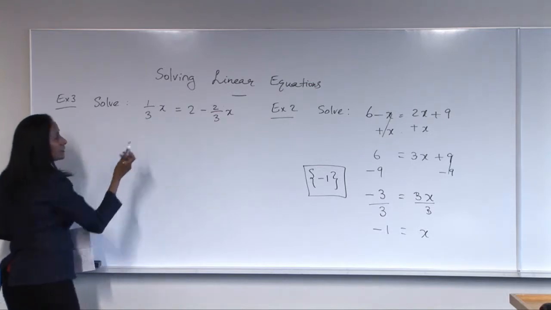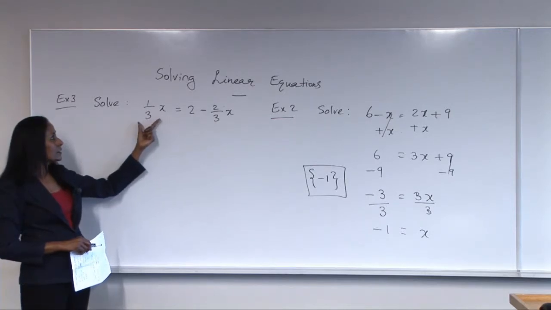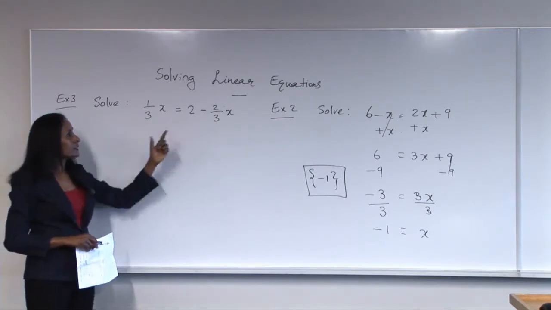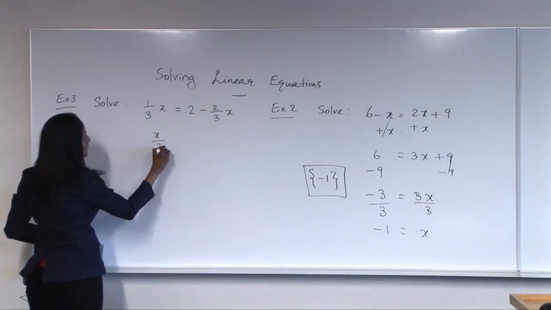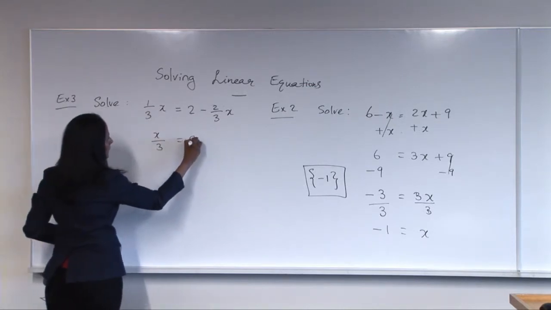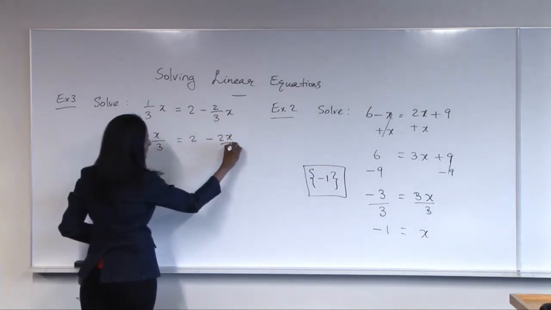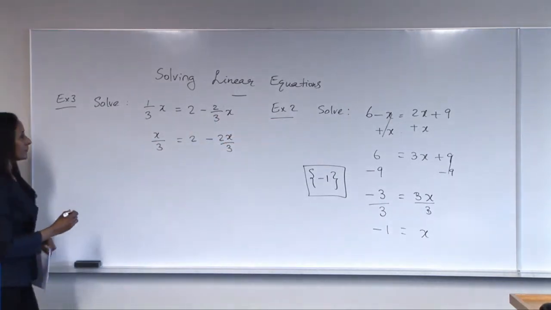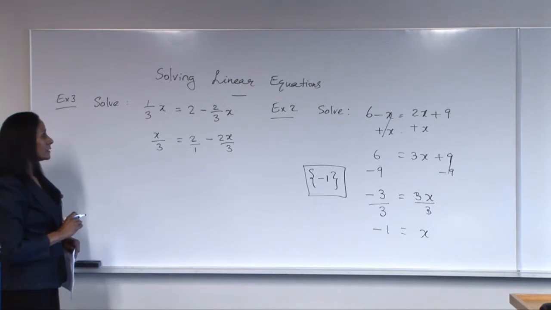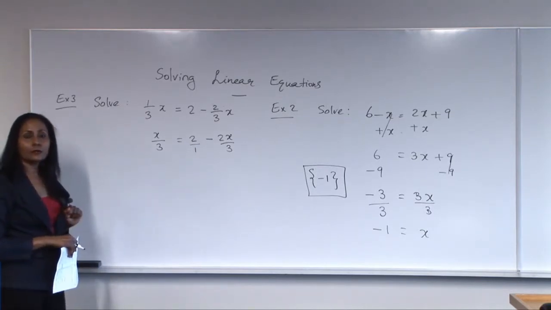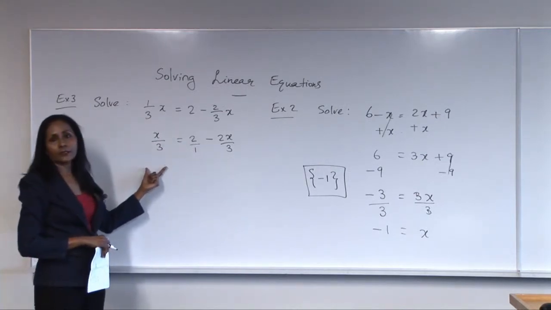So first, because here we have 1/3 x, a rational number times x, what we can do first is write this in this form. So this is 1/3 x, same as x over 3, 1 times x over 3, 2 minus, here we have 2x over 3. If you don't have a denominator, make sure you put a 1 there, because here we are going to take the common denominator. The denominator is 3 here.